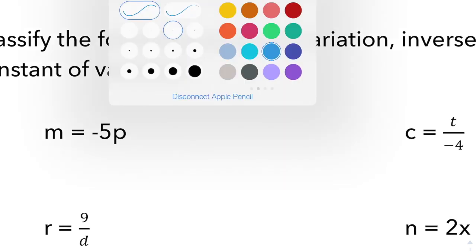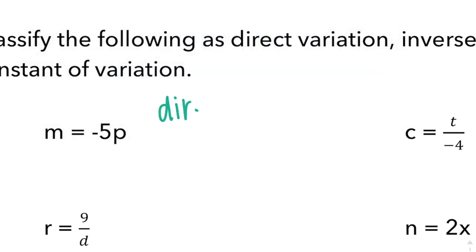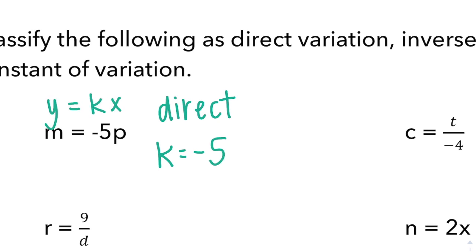Swap out colors here. And my constant of variation, so k would be -5. Notice it looks different. It's not y equals k times x. It's m equals -5 times p. But what is p being multiplied by? -5. So that'd be direct.